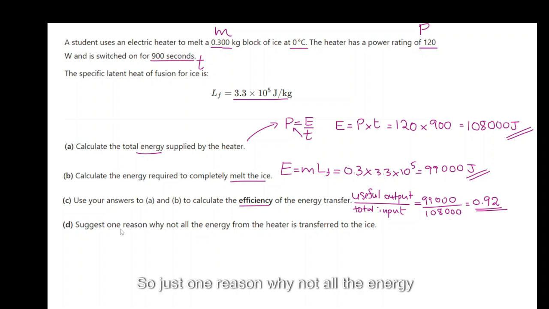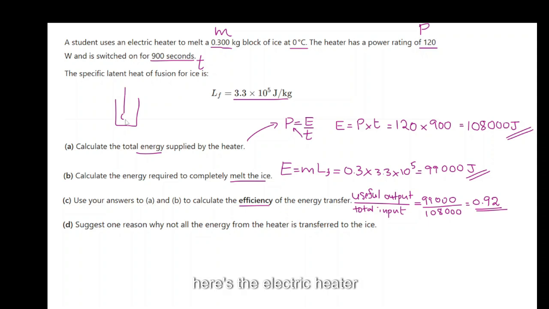Suggest one reason why not all the energy from the heater is transferred to the ice. Obviously, this ice must be in some sort of a container, say a beaker or something. And so a certain amount of energy will obviously go to the beaker. That's one thing. And also energy will just go to the surroundings while it's being heated.